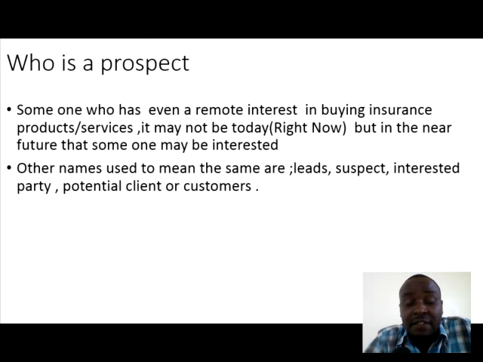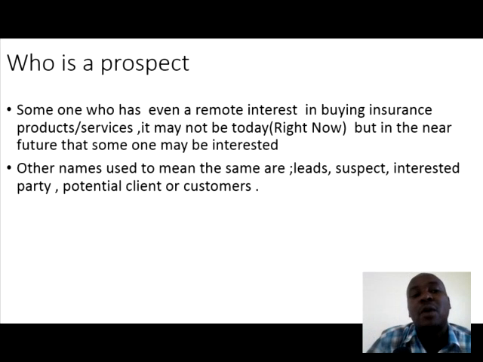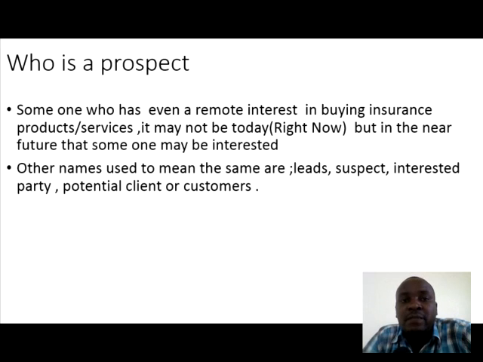So let's understand first, who is a prospect? A prospect is someone who has a remote interest in buying your insurance product or service. They may not be wanting to buy right now, but in the near future they are looking at buying. That someone has to be interested. They have to raise and show some bit of interest in your product or services. Other names that people use to mean prospect, because this is important, you may hear names like lead, suspects, interested party, potential clients, or customers. When you hear those names, they're talking about prospects.